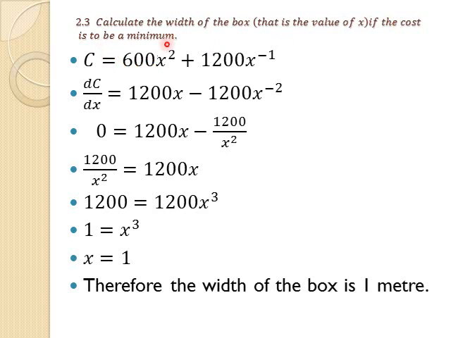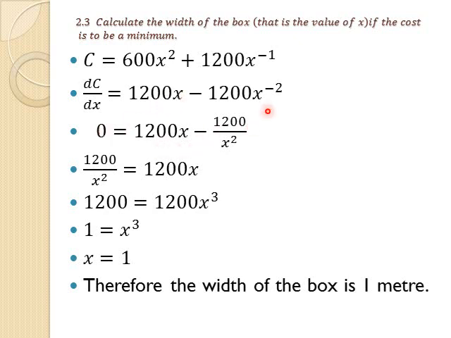Calculate the width of the box, the value of x, if the cost is to be a minimum. So C equals 600x squared plus 1200x to the power negative 1, which you found in the previous problem. Because they use the word minimum, I have to find the first derivative and make it equal to 0. So I differentiate my cost with respect to x. 2 times 600 is 1200x. 2 minus 1 gives me x to the power 1. Negative 1 times positive 1200 gives me negative 1200. Negative 1 minus 1 gives me negative 2. That I make equal to 0.